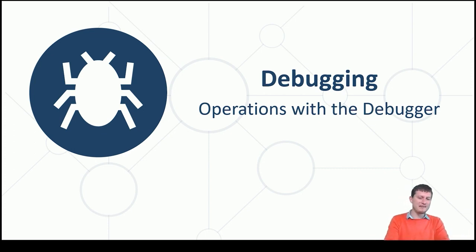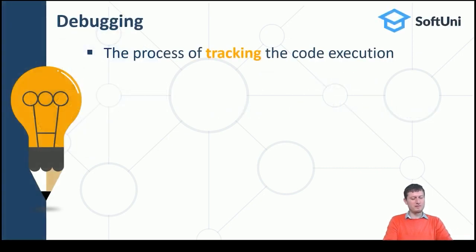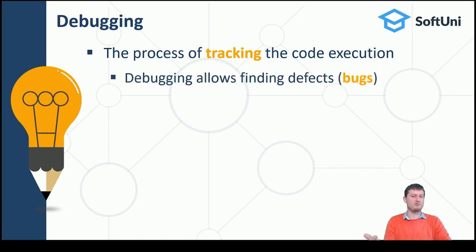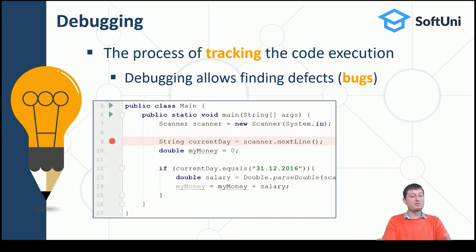It's called debugging, and I will show you how to use the debugger. I have already mentioned how to use the debugger. This is the way to trace the program, use breakpoints and evaluate the values, but let's show it in bigger detail. Debugging in programming is the process of tracking the code execution in order to find bugs, defects or mistakes. So debugging allows us to find where our bugs are because it allows tracking our code.